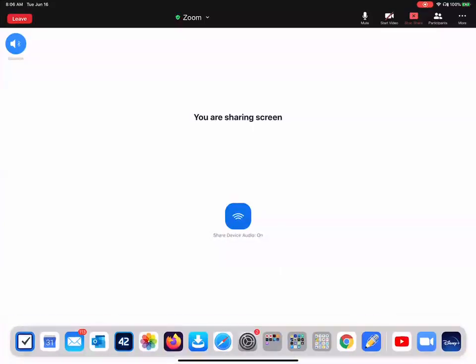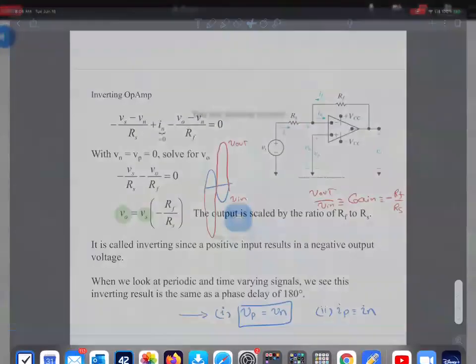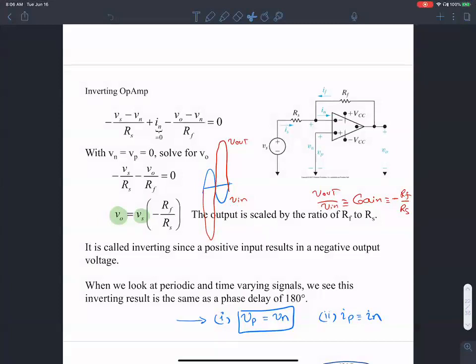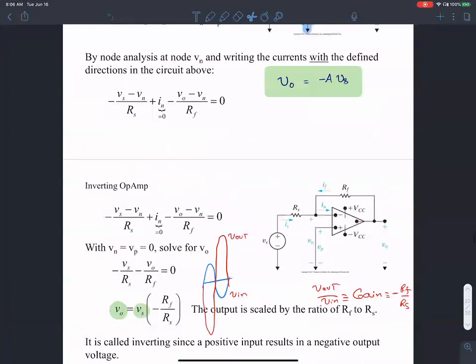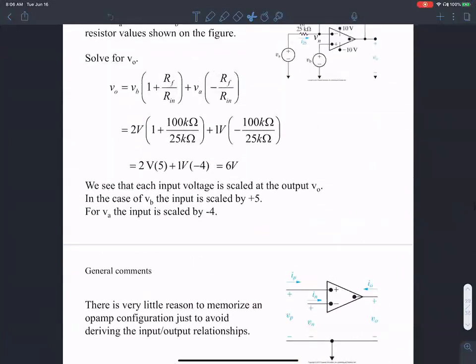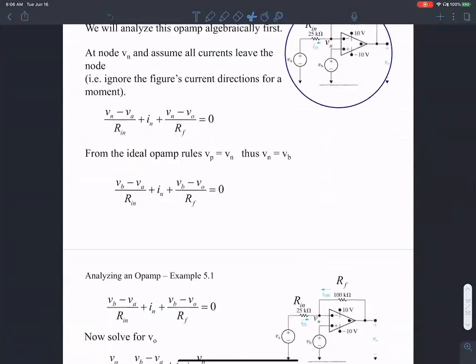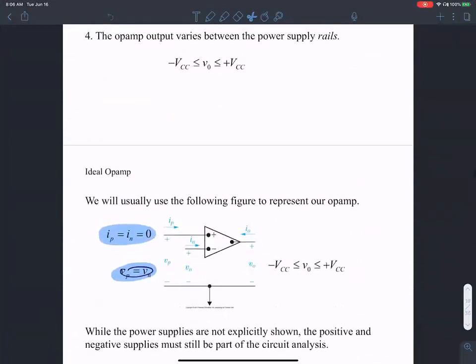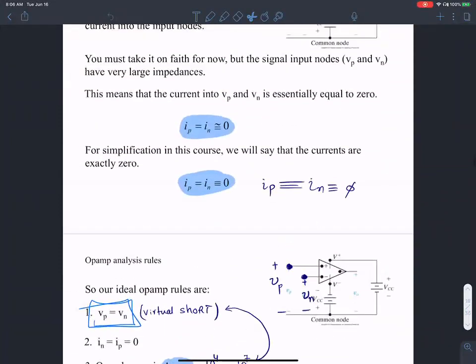Now let's see. This is what we did in the last class. We started with the operational amplifier.